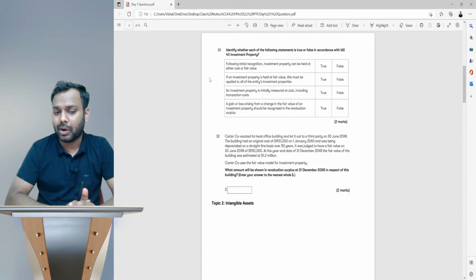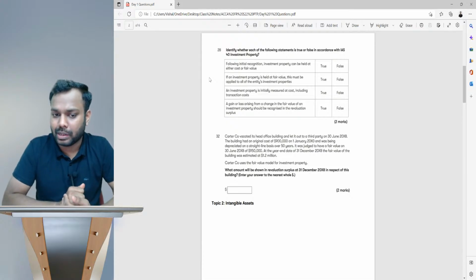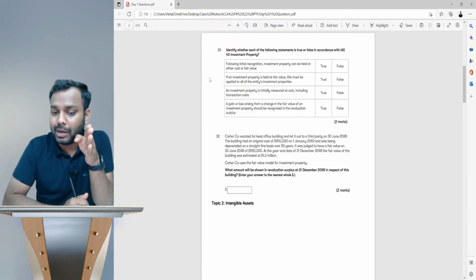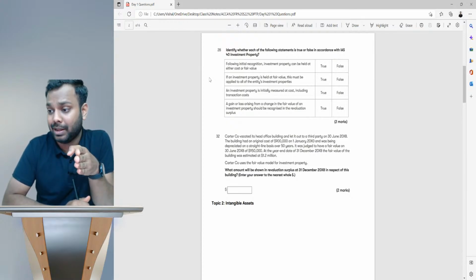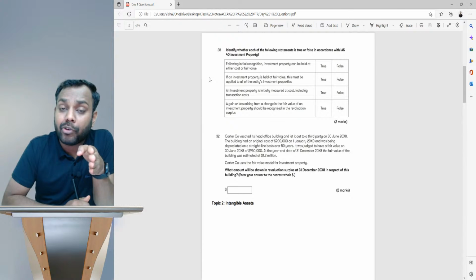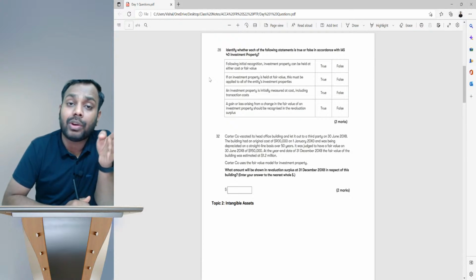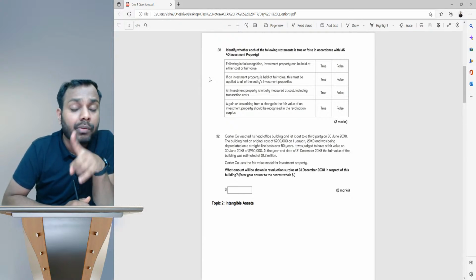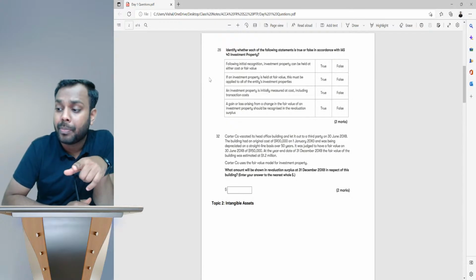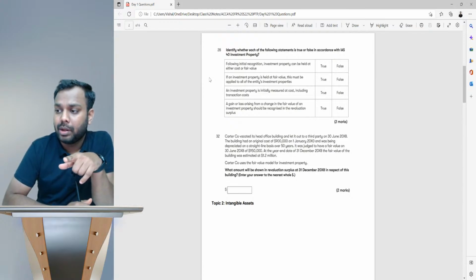What we discussed right now, for investment properties, the revaluation gain or loss should be transferred to P&L. For property, plant and equipment, the revaluation gain or loss is transferred to revaluation reserve, not for investment property. Are you understanding where you guys are making mistakes?